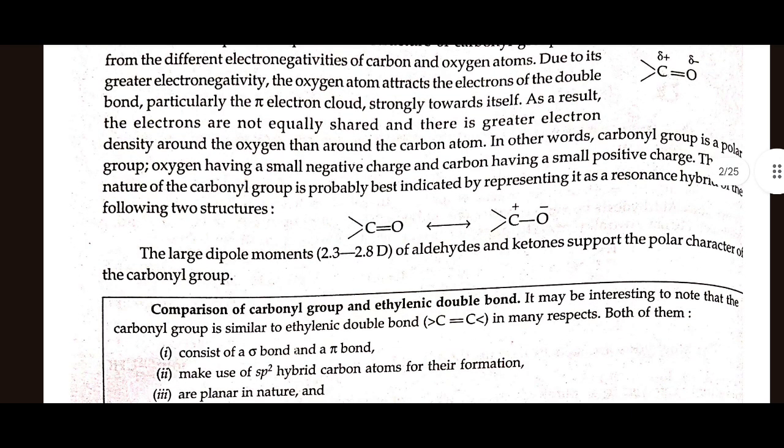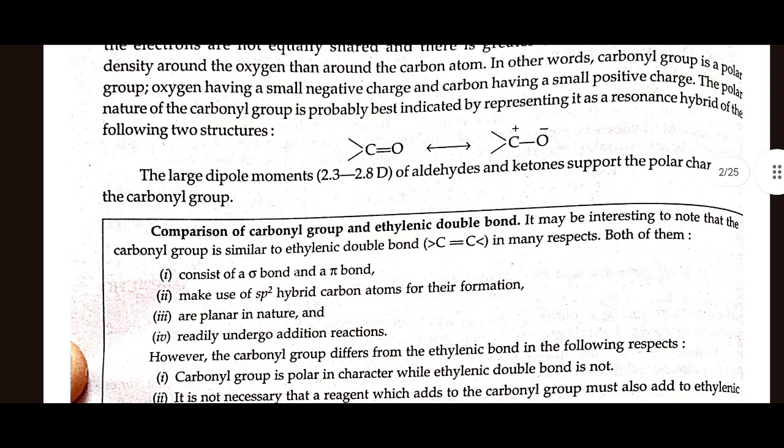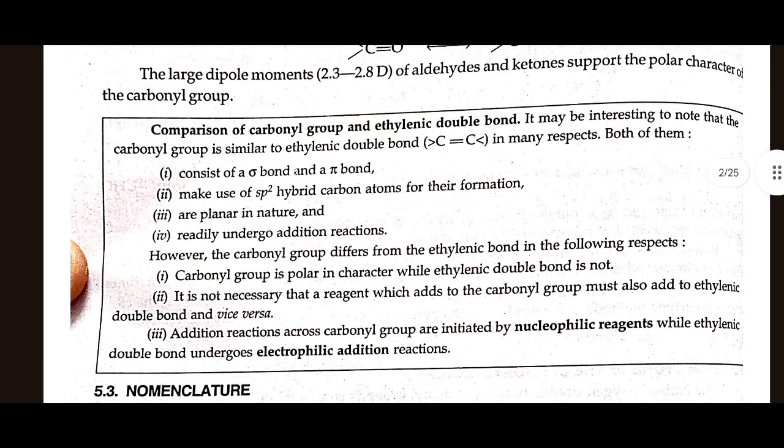In other words, the carbonyl group is a polar group, oxygen having a small negative charge and carbon having a small positive charge. The polar nature of the carbonyl group is probably best indicated by representing it as a resonance hybrid of the following two structures. The large dipole moment, 2.3 to 2.8 D, of aldehydes and ketones supports the polar character of the carbonyl group.